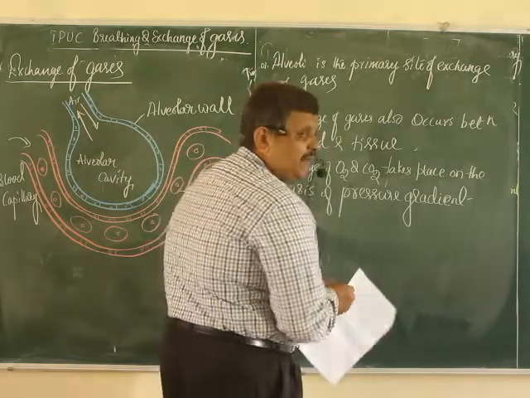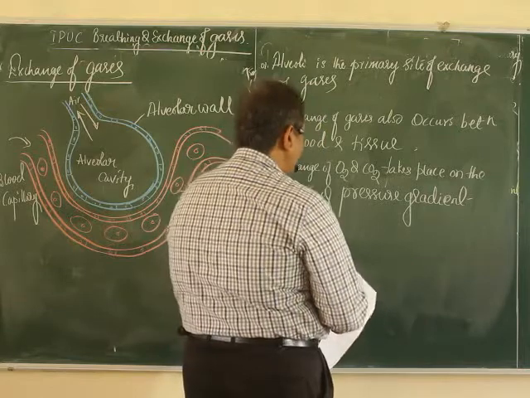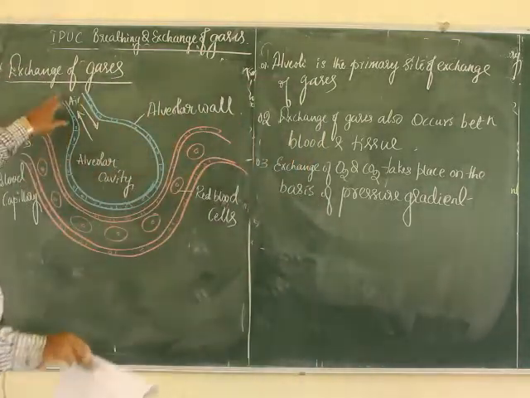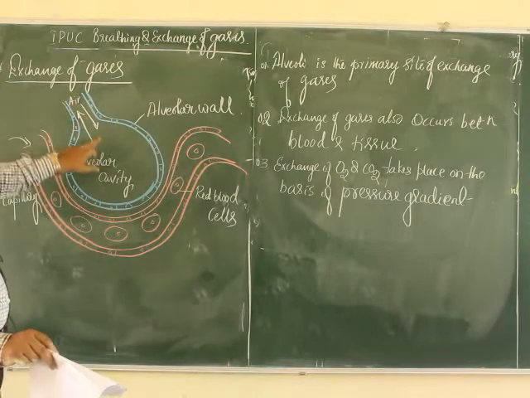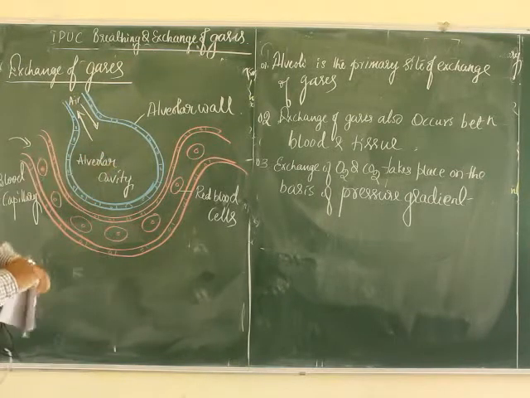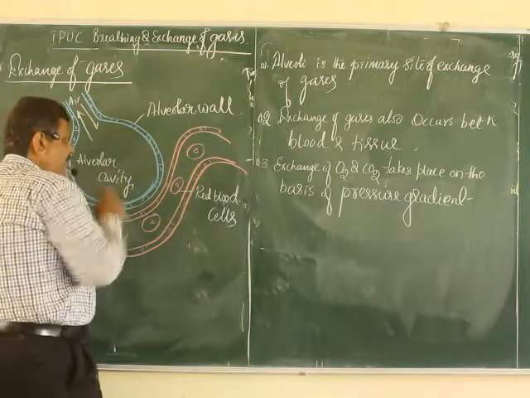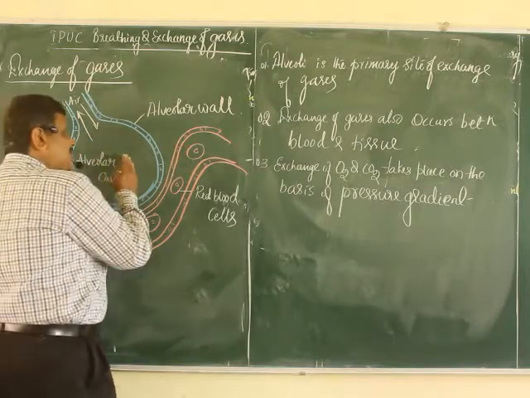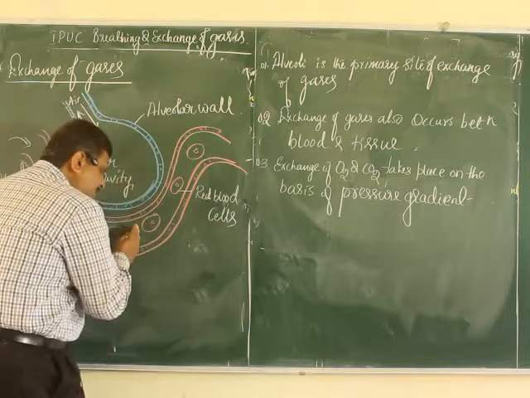So there is a chart in your textbook, you refer to that. If you remember this much, that's enough. I will tell you how exactly. See, when the atmospheric air rushes inside, the level of oxygen will be more in the alveoli and less in blood. So oxygen from the alveoli enters the blood.